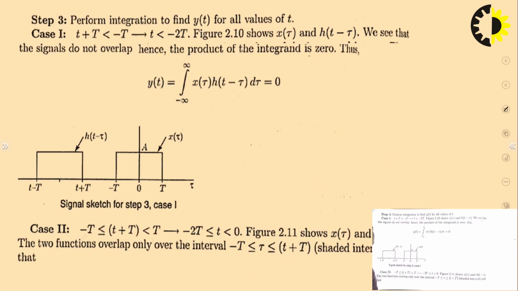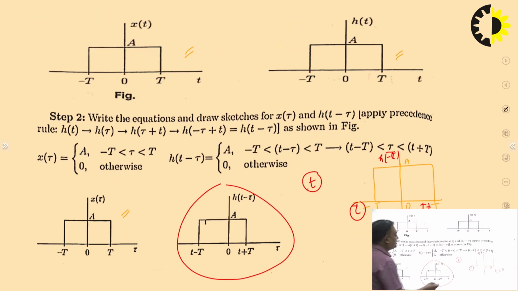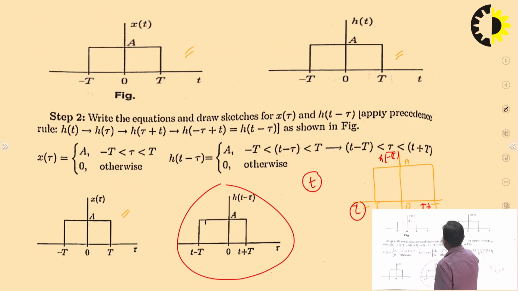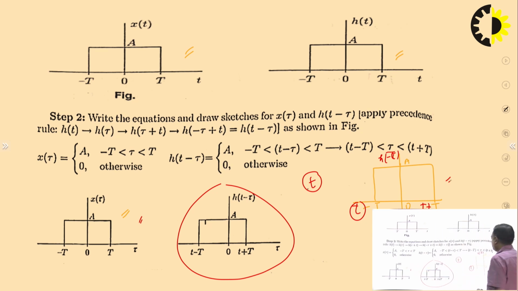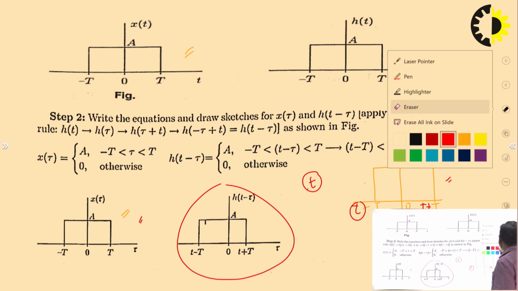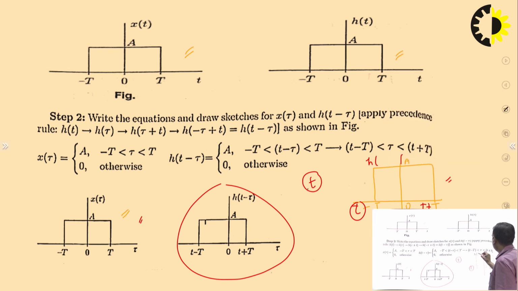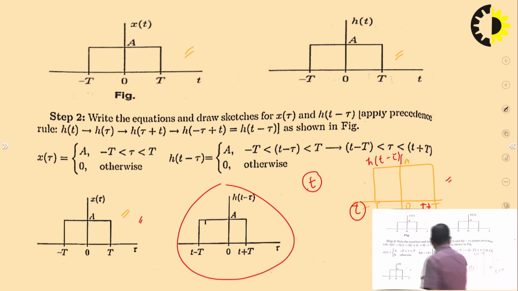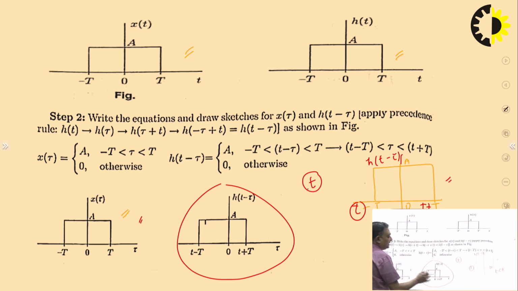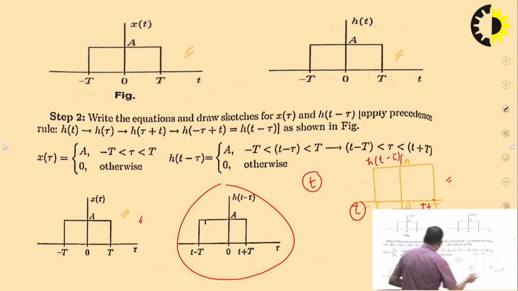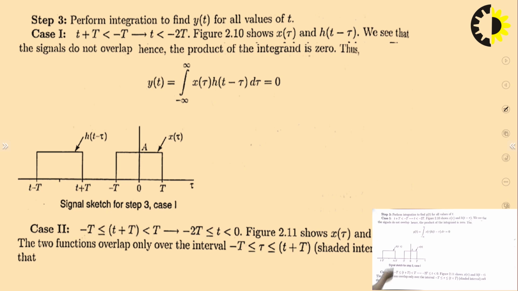Like first case, we will check. Here you can see this value is t plus T, and this signal is our first signal and this is now the second signal. Now we will perform overlapping. When we shift it by t, this will become h of t minus tau. Now we are superimposing this signal on this signal by taking different values of small t. So first case, we will consider that t plus T will be less than minus T.